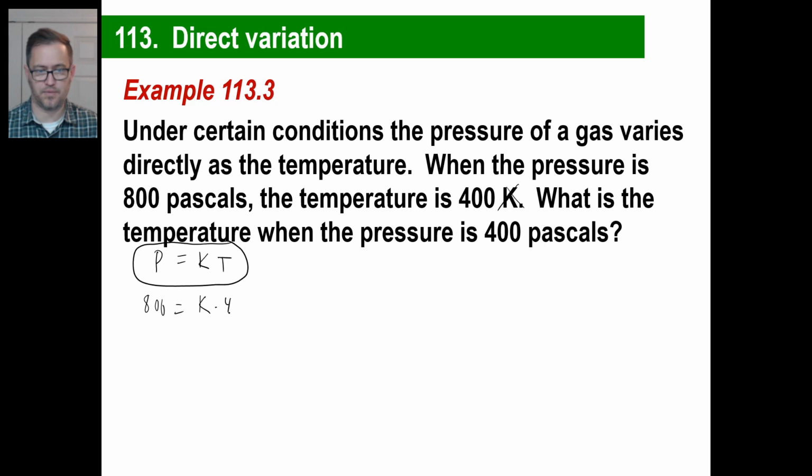So K times 400, that's what we're going to use to find out K. Well, K is obviously 2 then, right? We figured it out. Okay.